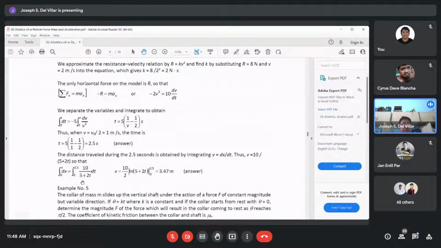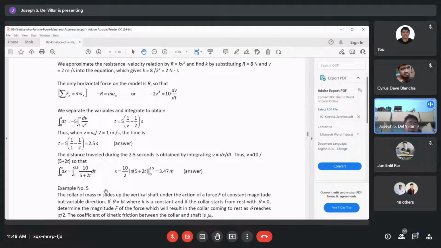Now, the distance traveled during the 2.5 seconds is obtained by integrating v is equal to dx over dt, or solving for dx, we have dx is now equal to v dt. No? Because they already have the expressions. So from this, v is equal to dx over dt, this is derived. That dx is equal to v times dt.